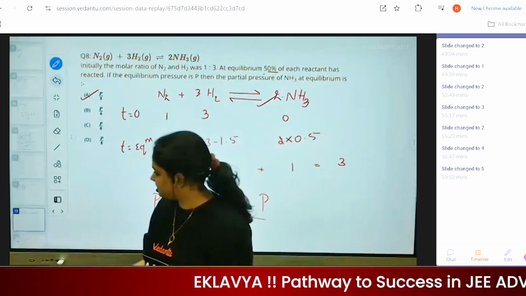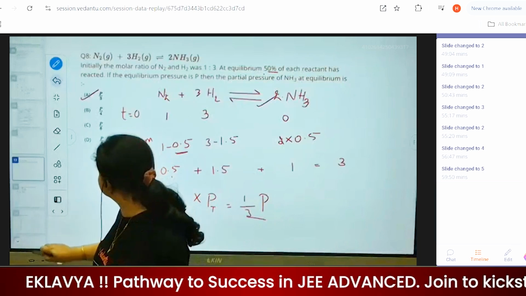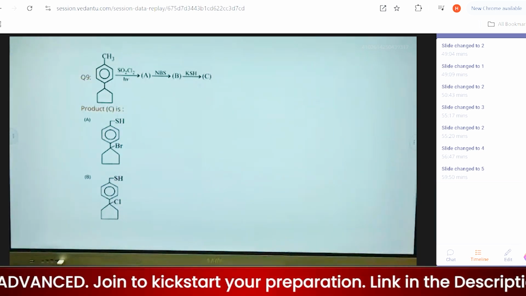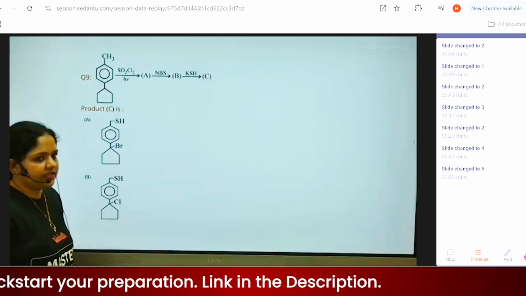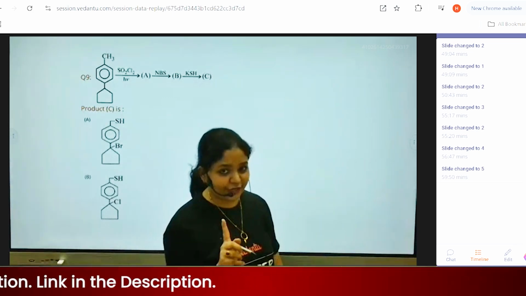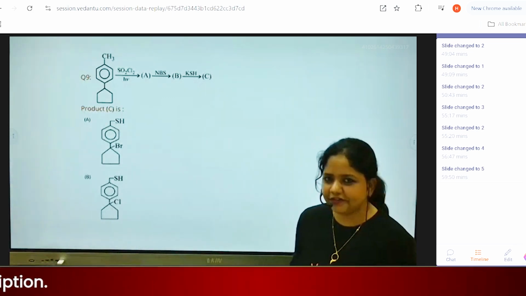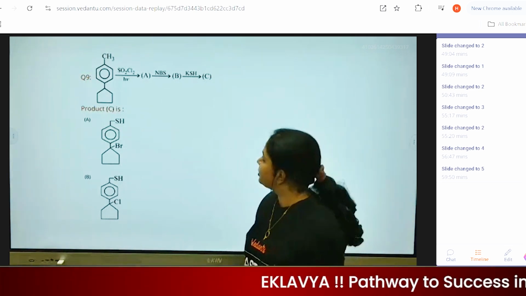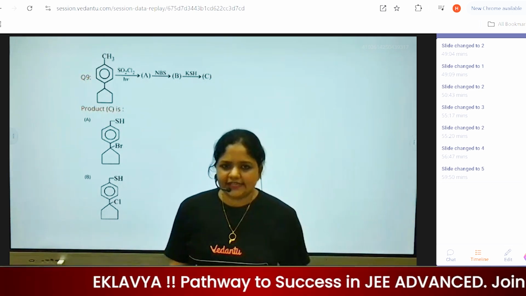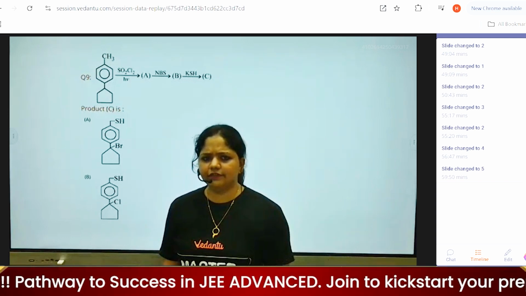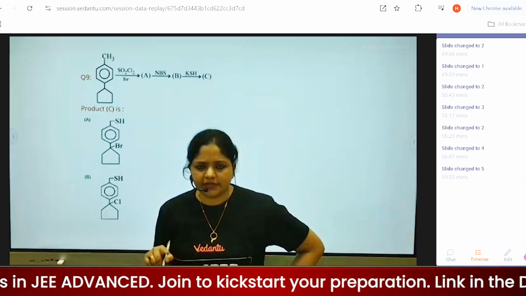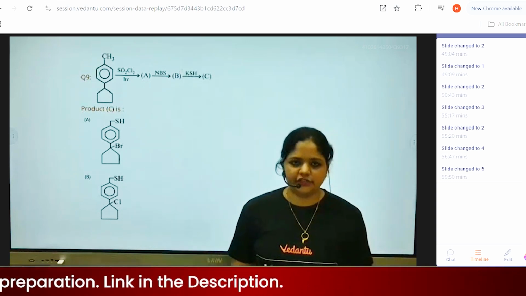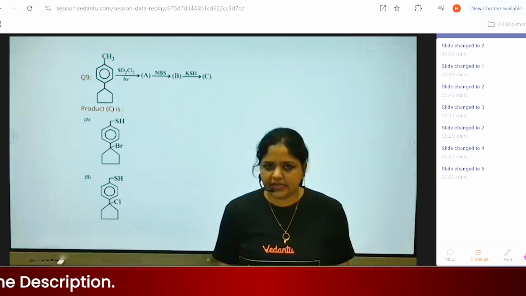Moving further, next question. I have been given this, wherein first it is reacting with SO2Cl2 in presence of h nu. There is a hint here. And then NBS, which means N-bromosuccinimide. Then we have KSH. Like KOH gives OH minus, SH minus will come as a nucleophile and may attack. Basically this is KSH, so a nucleophilic substitution reaction may take place.